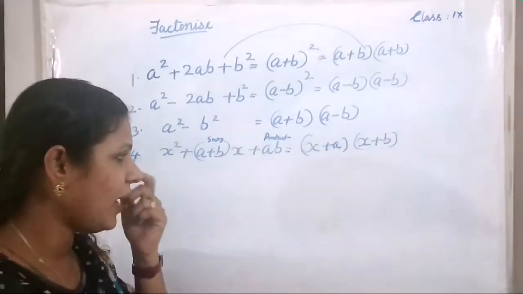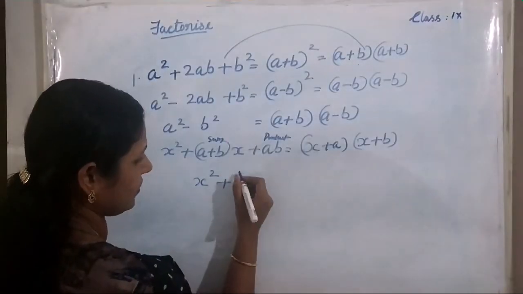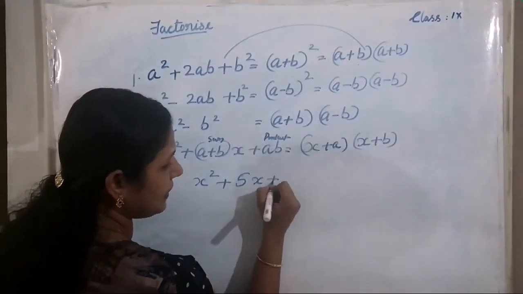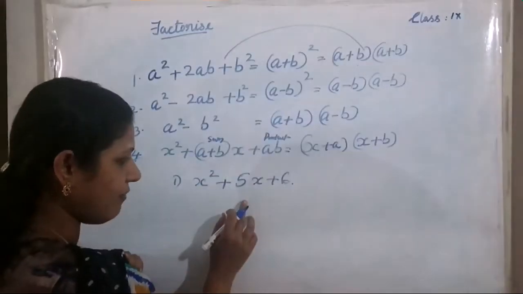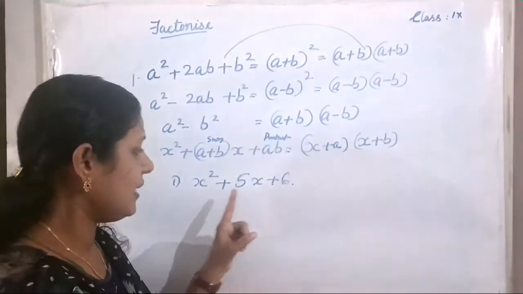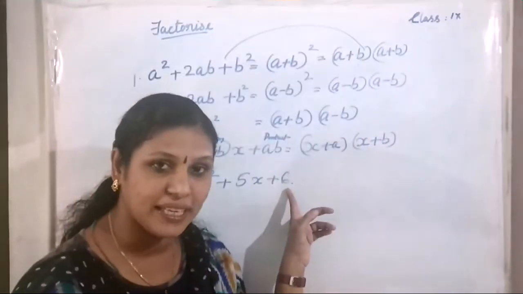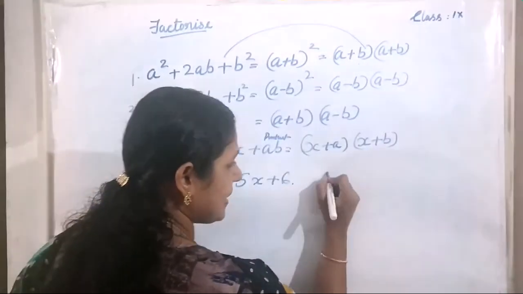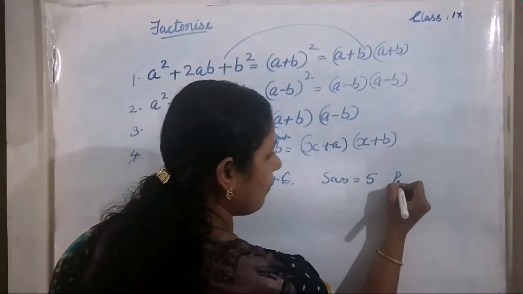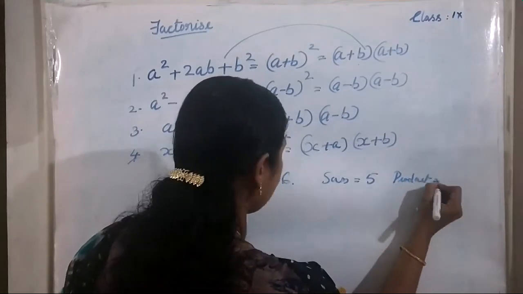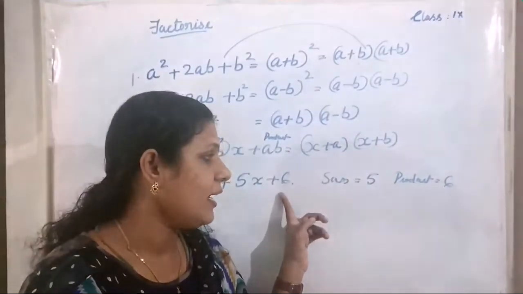Last year you studied one question: x square plus 5x plus 6. What is the meaning of this question? X square plus 5x plus 6. Here the sum we get is 5 and the product we get is 6. Here the sum is 5 and the product is 6. That is the meaning of this question.